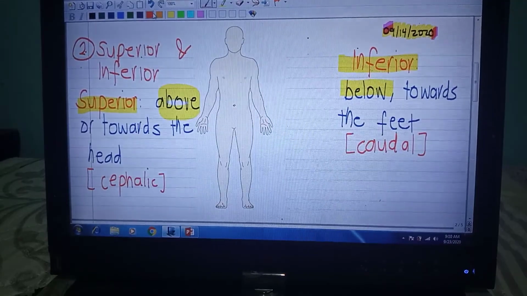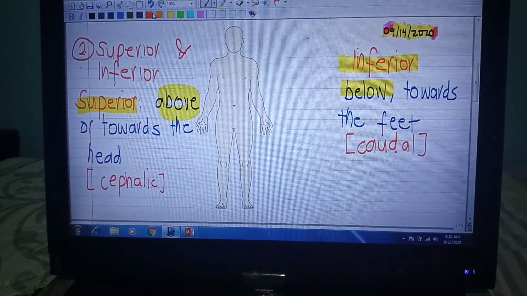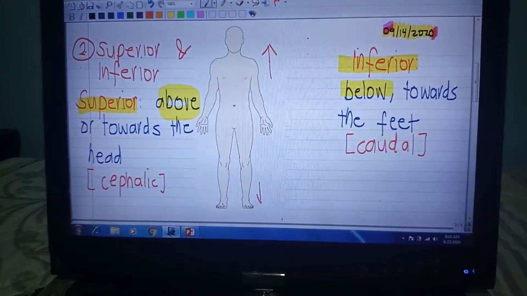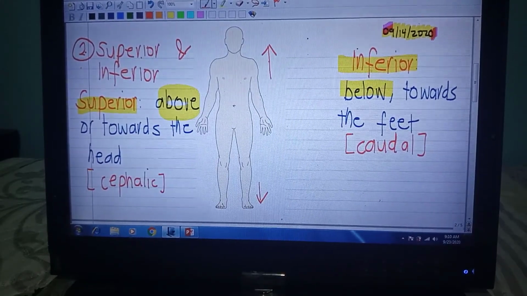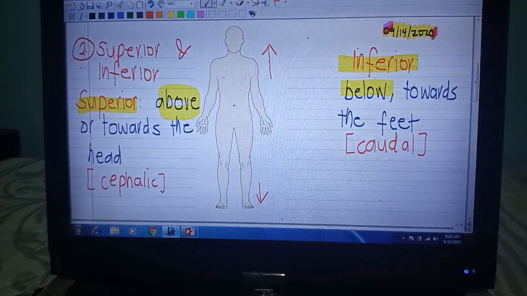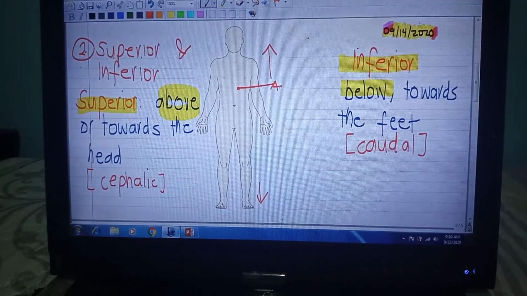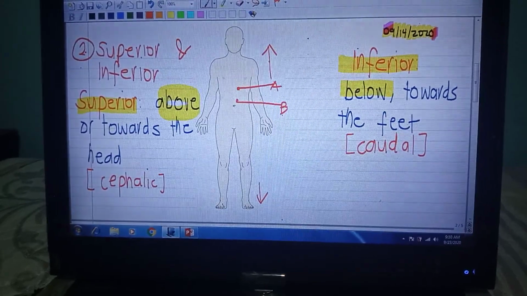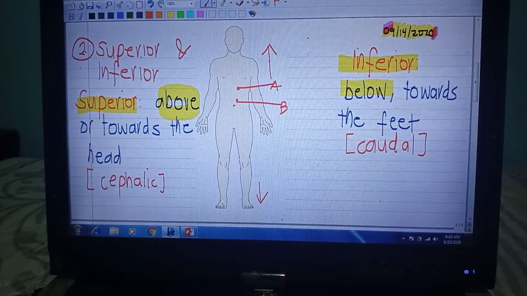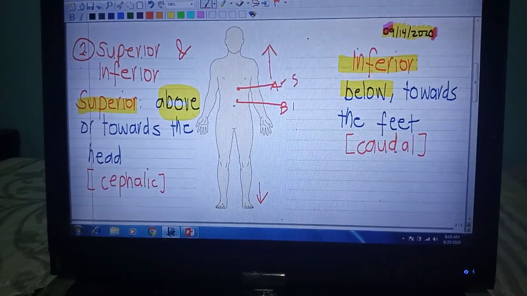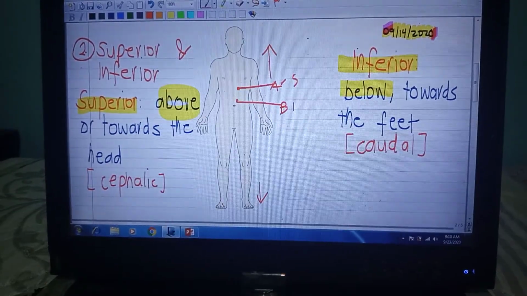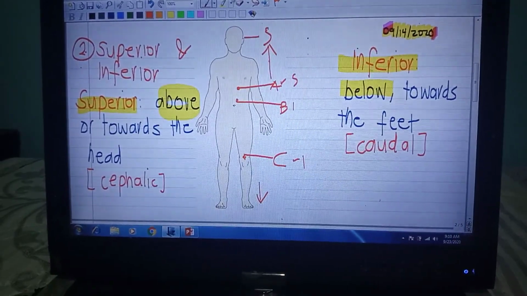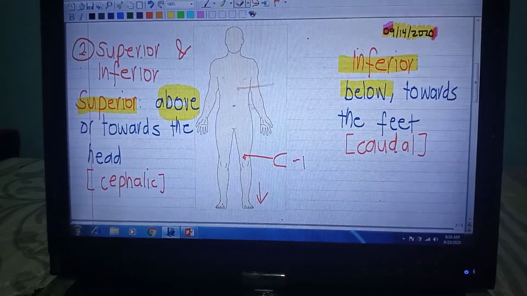Okay, so ang example dyan is, pag superior towards the head, kapag inferior towards the feet. Okay? So, eto, for example, point A is superior to point B. Ito, superior. Ito, inferior. O, ito, ano to? Inferior. Ano yan? Superior. Ayan. So, yun yung superior and your inferior.